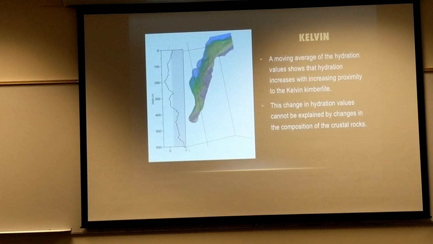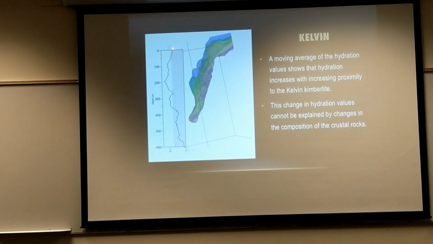If you plot Kelvin's data from that hole as a moving average of the hydration values, you'll see that the hydration values increase with increasing proximity to the Kelvin kimberlite. So here's the model of the kimberlite. It actually extends down here now. This is an old version of it.